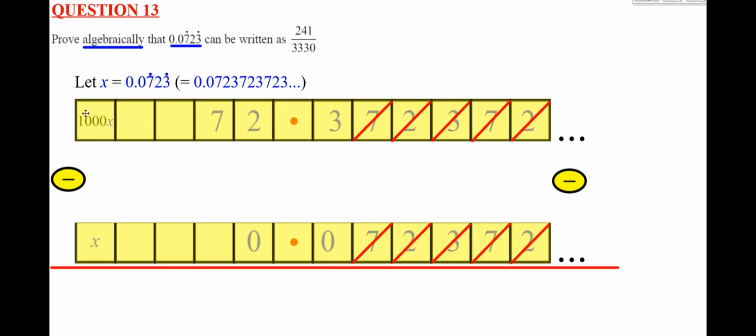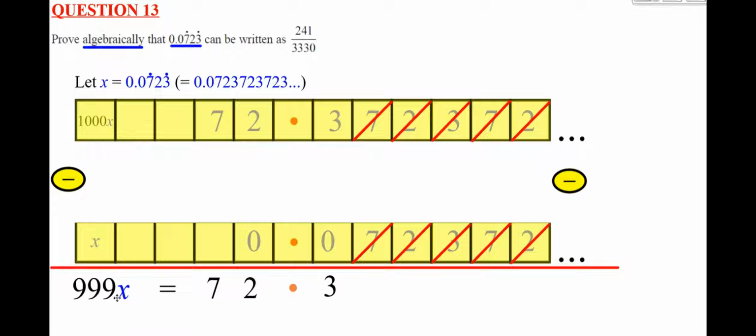at all. So 1000x take away 1x must be equal to 72.3. And in terms of x's, 1000x's take away just one of them leaves us with 999x. So our equation is 999x's equals 72.3. I don't want to know the value of 999x's though. I want to show and prove that the value of just one of these x's equals this fraction here.